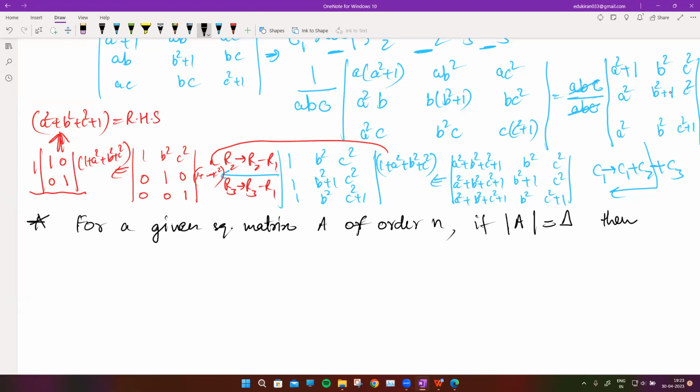Then the determinant of KA, that is, if we multiply the whole matrix A by a non-zero constant K, what will be the determinant of this whole matrix? This would be K to the power n into determinant of A. Why? Because there are n rows involved in this matrix now, and we can take common K from each row, or rather each column. So the whole power of K will be n, the order, which would be K to the power n into delta. This is important.